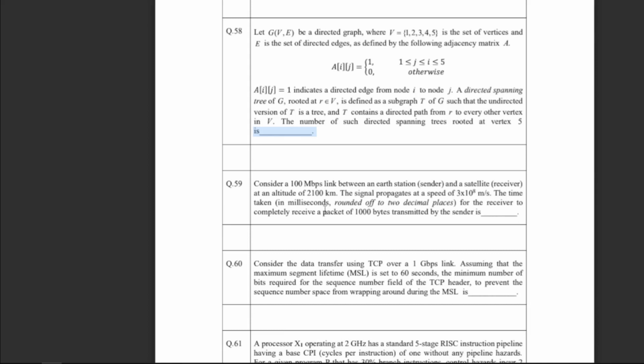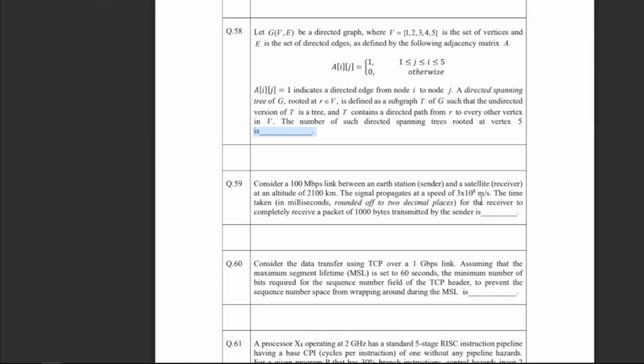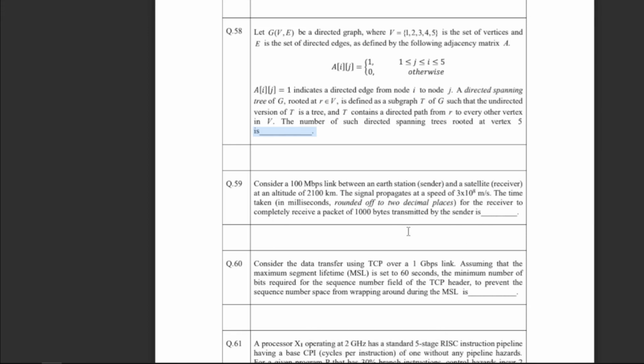Okay. 59, consider a 100 Mbps link between an Earth station and a satellite at an altitude of 2100 km. The signal propagates at a speed of 3 × 10^8 m/s. The time taken in milliseconds, rounded off to 2 decimal places, for the receiver to completely receive a packet of 1000 bytes transmitted by the sender is. So for 59, our answer is 0.07 to 0.09.